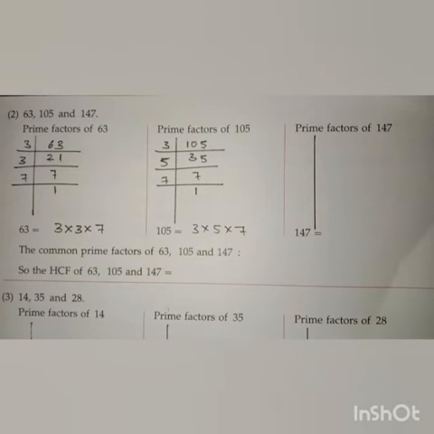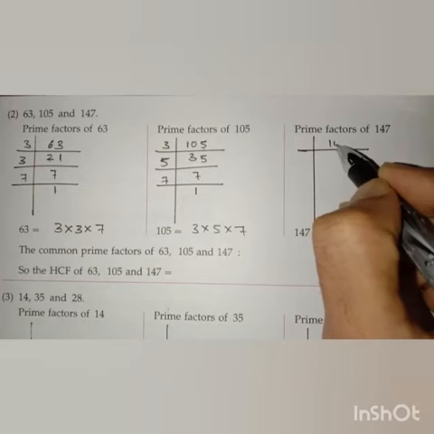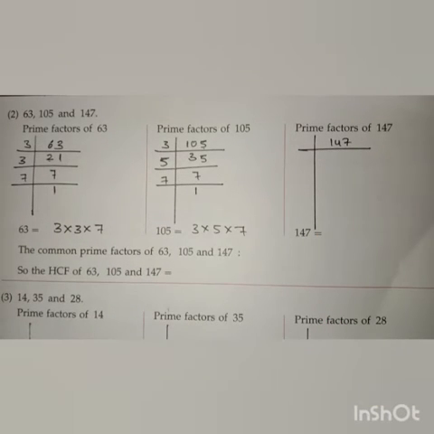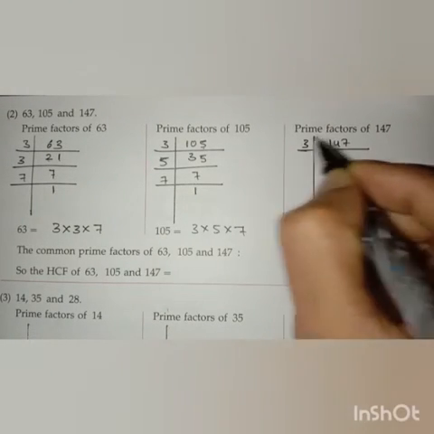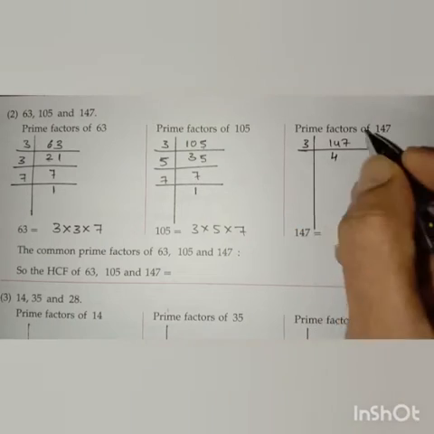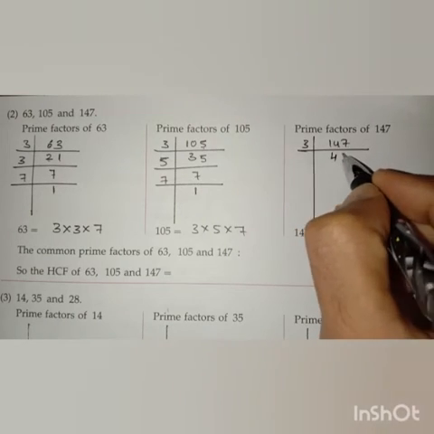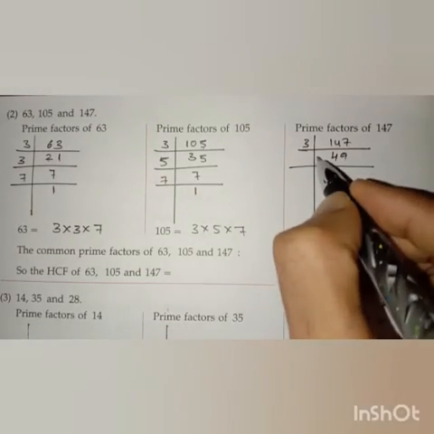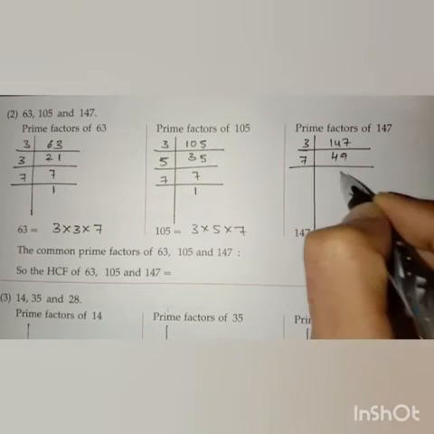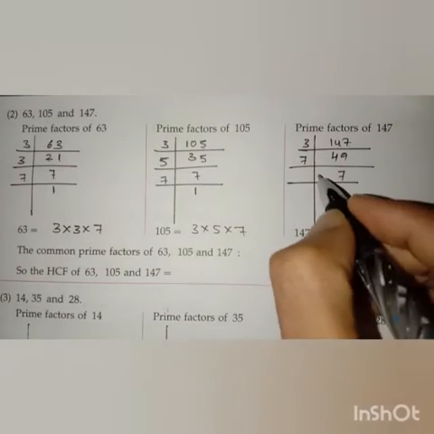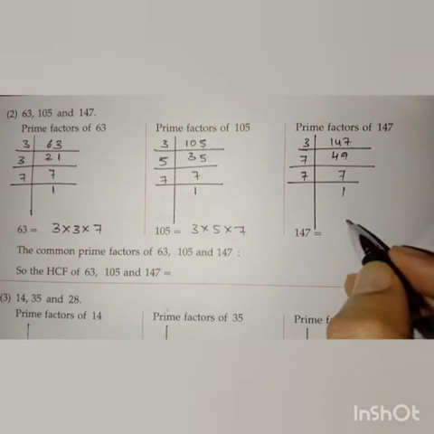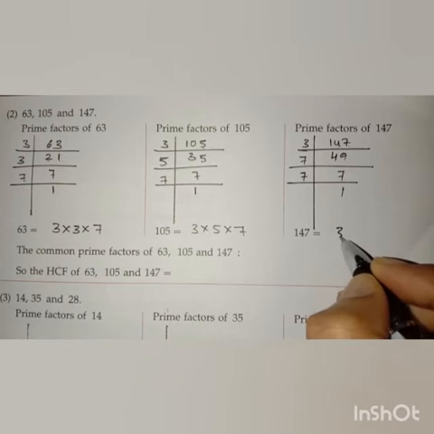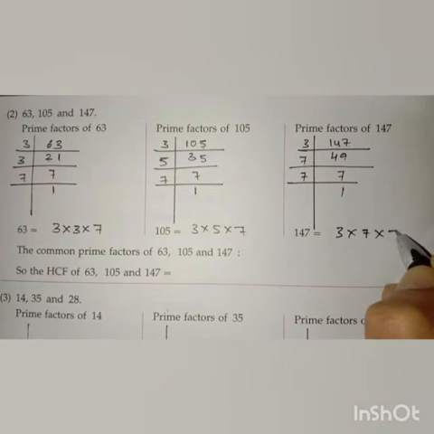Next, find out the factors of 147. So 147 is divisible by which number? So it is divisible by 3, right? Yes. 3 fours are 12, 2 is remaining, 27, 3 nines are 27, right? Yes. Next go for 7. 7 sevens are 49, next 7 ones are 7. So the prime factors of 147 are 3 into 7 into 7, right?